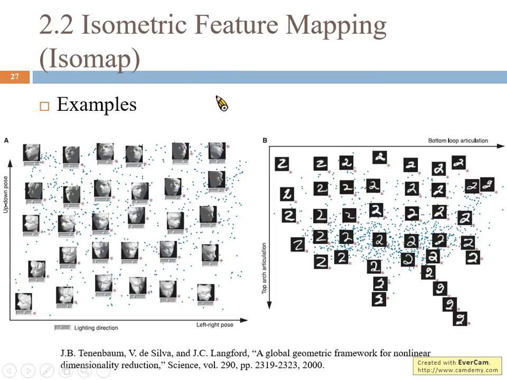In the following, we introduce two advanced multi-dimensional scaling technologies to do dimension reduction. The first one is called ISOmap. That is the abbreviation of isometric feature mapping. And please note that this paper was published in the year 2000 in Science magazine.